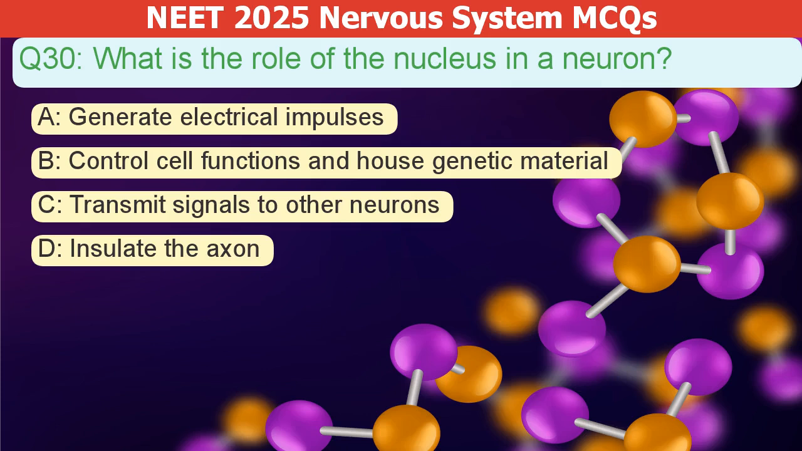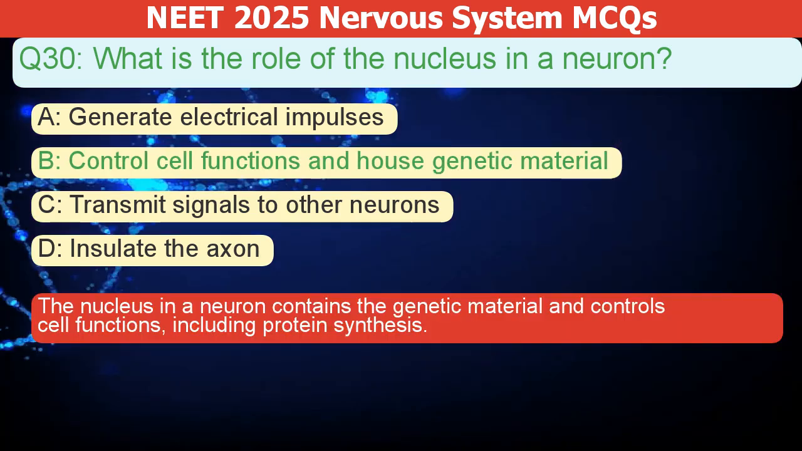What is the role of the nucleus in a neuron? A. Generate electrical impulses. B. Control cell functions and house genetic material. C. Transmit signals to other neurons. D. Insulate the axon. The correct answer is B. The nucleus in a neuron contains the genetic material and controls cell functions, including protein synthesis.